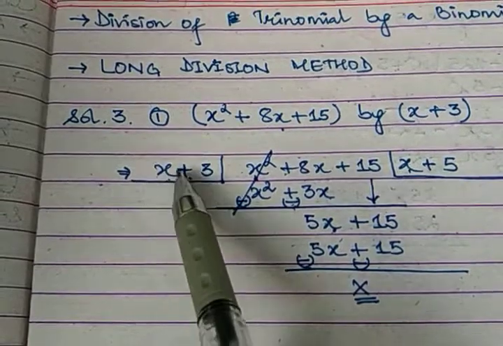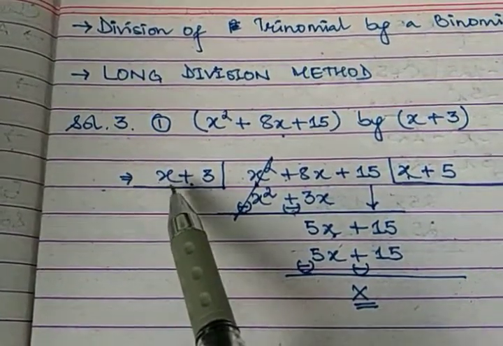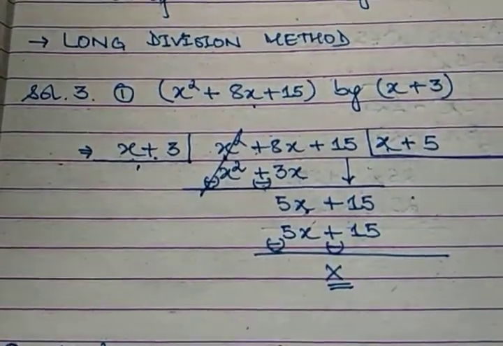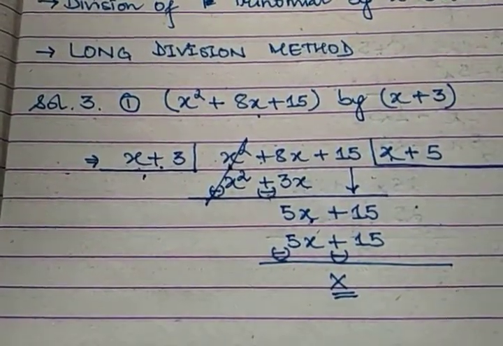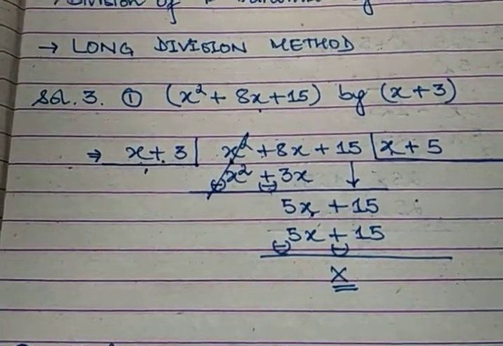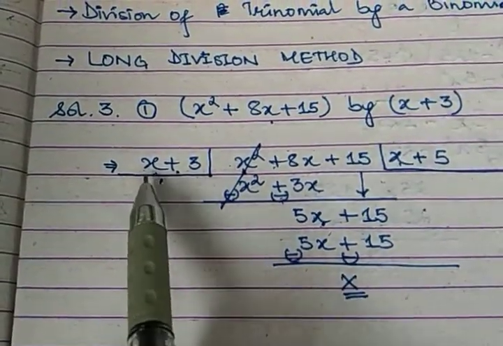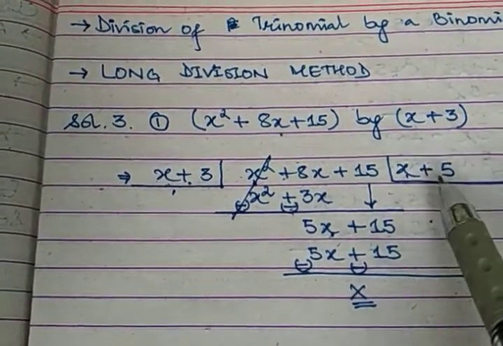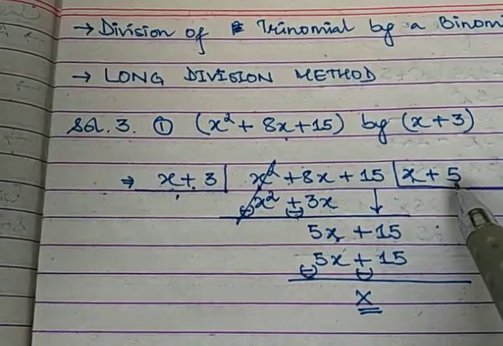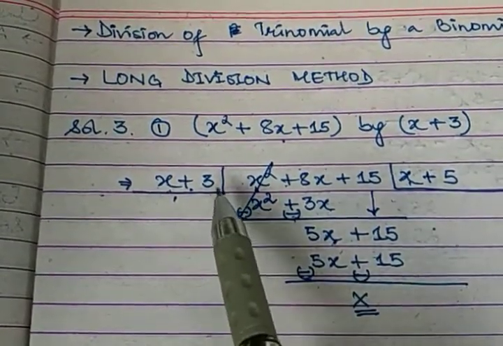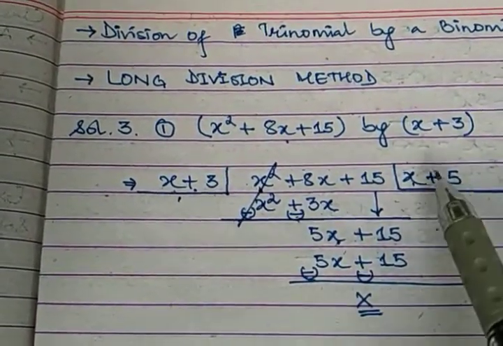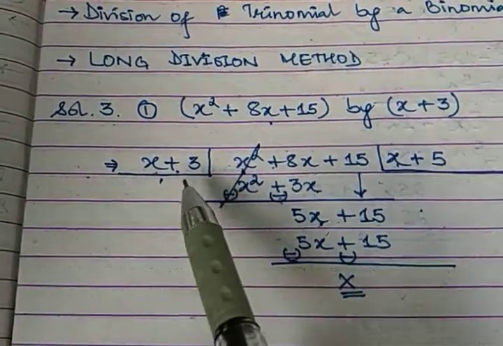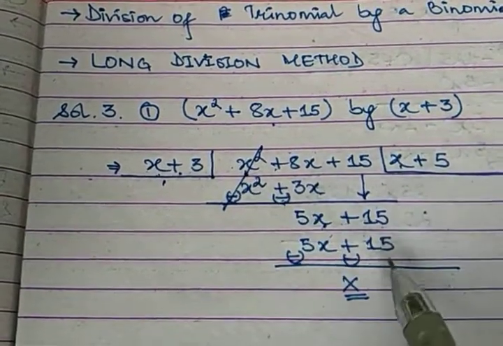The first term of the divisor is x. Now again, what should I multiply with plus x to get plus 5x? Remember, we need to get the exact same term with the same sign. So I know that when plus x is multiplied with plus 5, I'll get plus 5x, isn't it? That is why I placed plus 5 here. As soon as you place plus 5 here, that term will multiply both the terms of the divisor. So plus 5 times plus x is plus 5x. Plus 5 times plus 3, plus into plus is plus, 5 times 3 is 15.